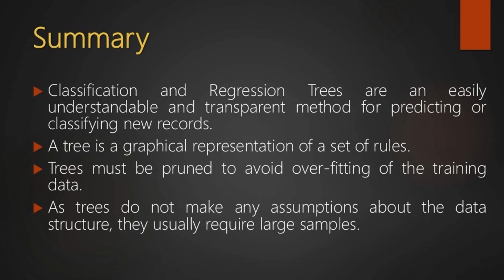So going forward, coming to the conclusion: classification and regression trees are an easily understandable and transparent method of predicting or classifying new records. A tree is a graphical representation of a set of rules. Trees must be pruned to avoid overfitting of the training data. As trees do not make any assumption about the data structure, they usually require large samples.